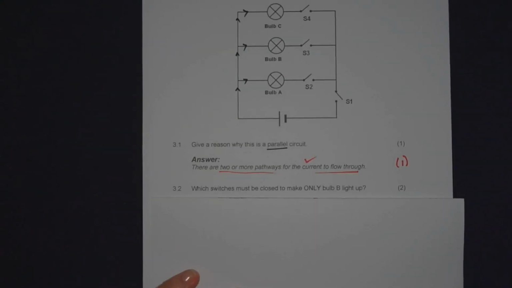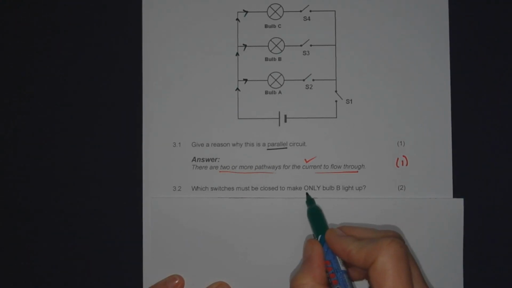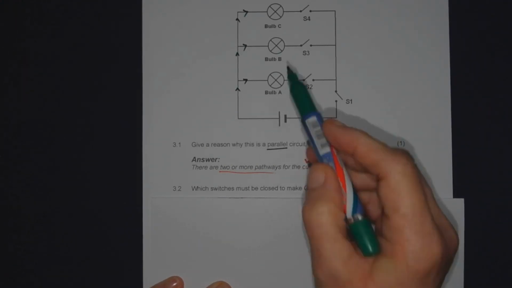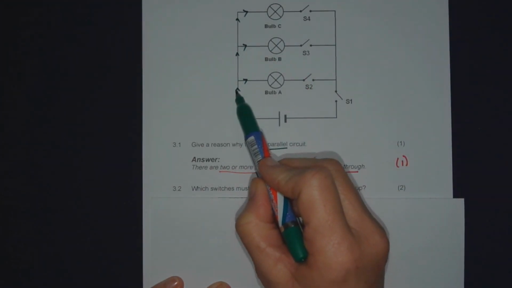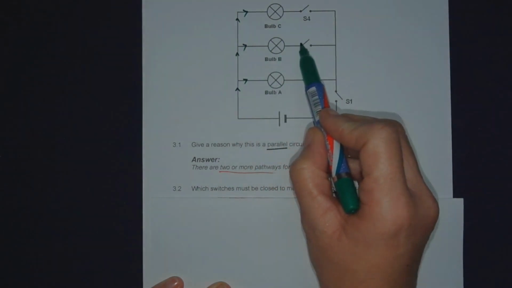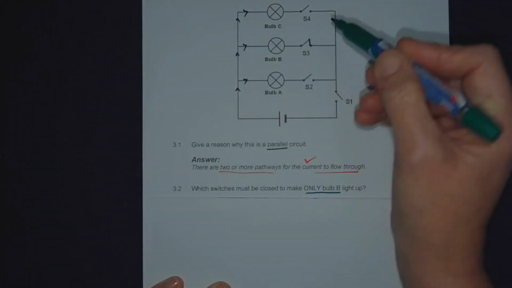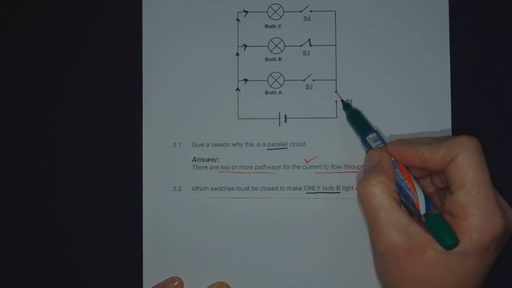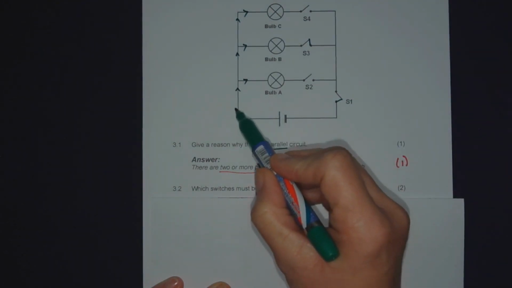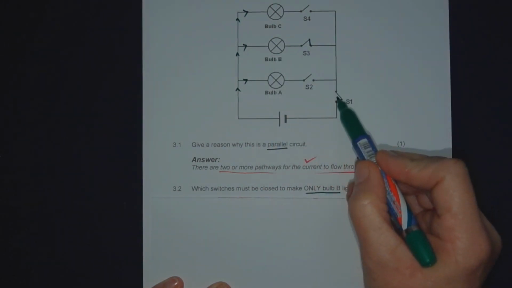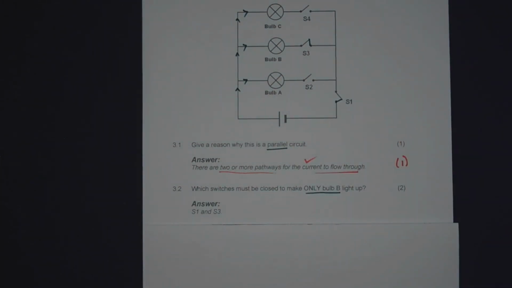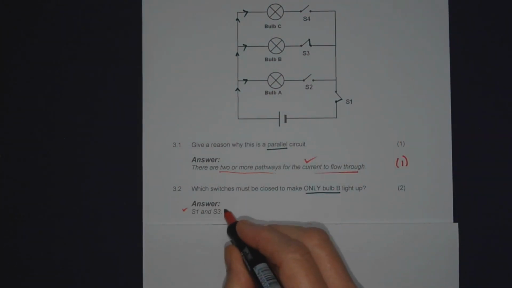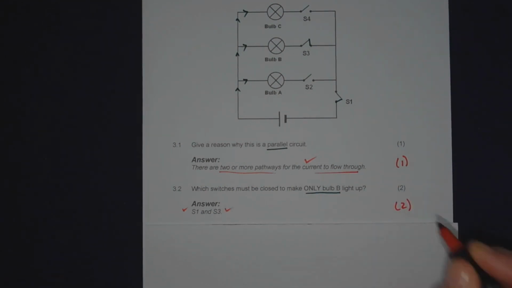Question 3.2 asks which switches must be closed to make only bulb B light up. We only want bulb B to light up. So if you follow the current from the cell through bulb B, it's clear that S3 should be closed as well as S1. Then the current can flow through bulb B without any interruption. So the answer is then S1 and S3, 1 mark each for the 2 marks.